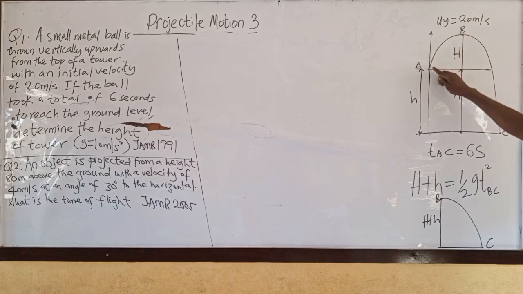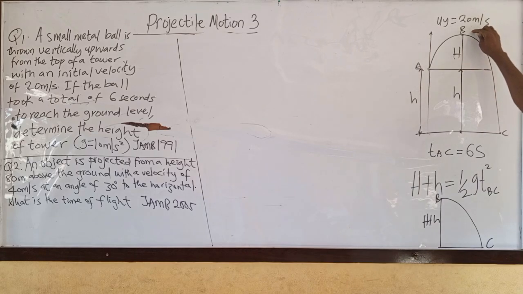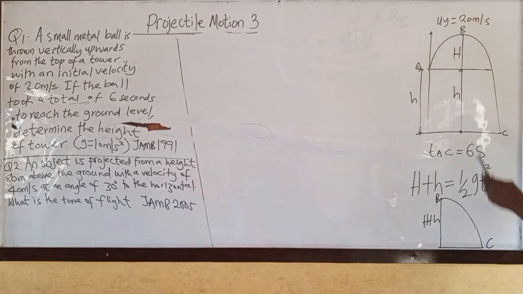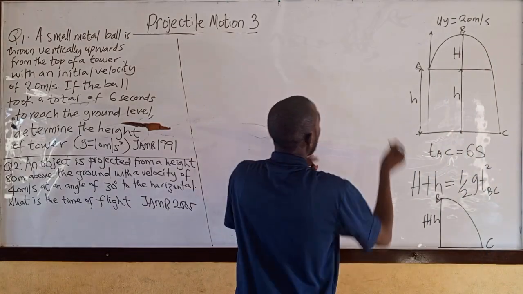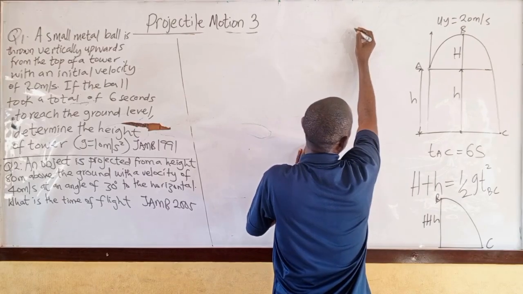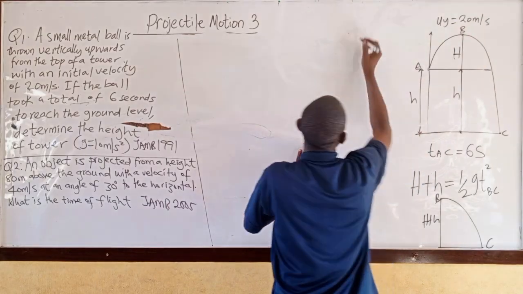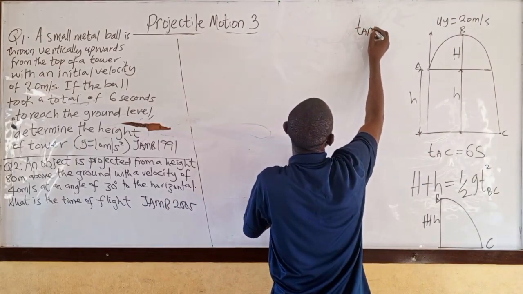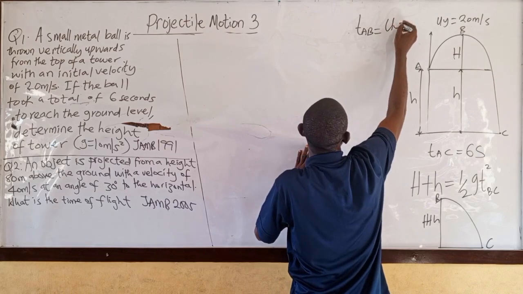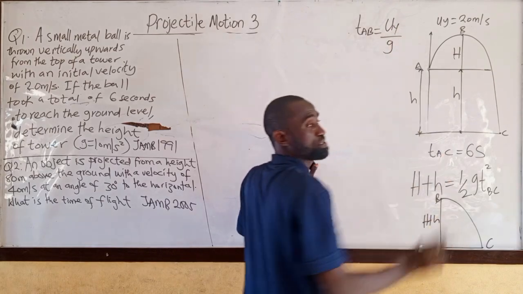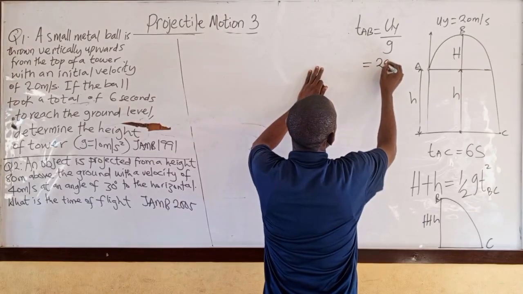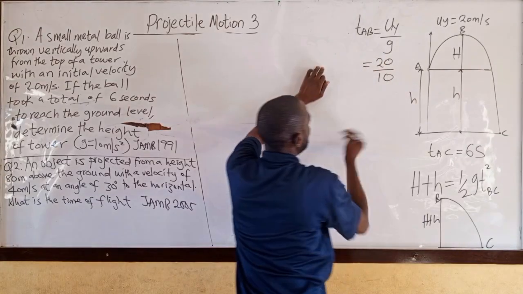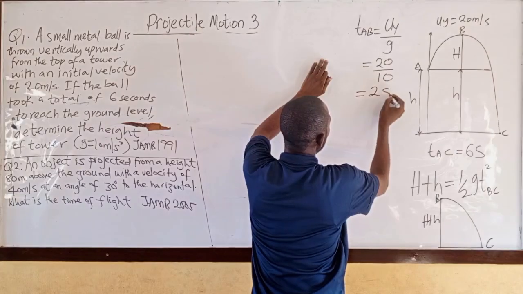Let me get time from A to B and remove it from the 6, and I'll get time from B to C. Time A to B, you can see it, correct? Vertical projection. We have time A to B equals U of y all over G. Vertical projection. So what do we have here? We have 20 all over 10. This equals 2 seconds.